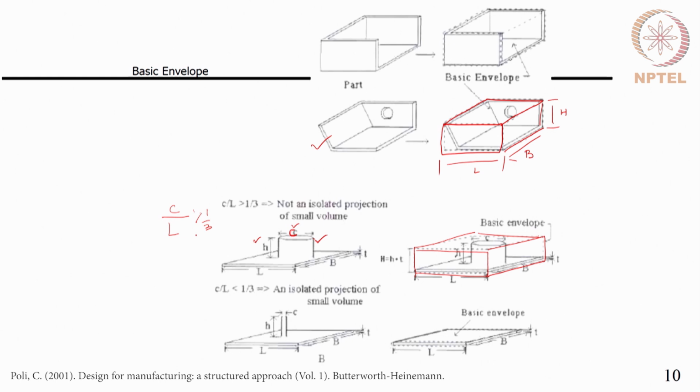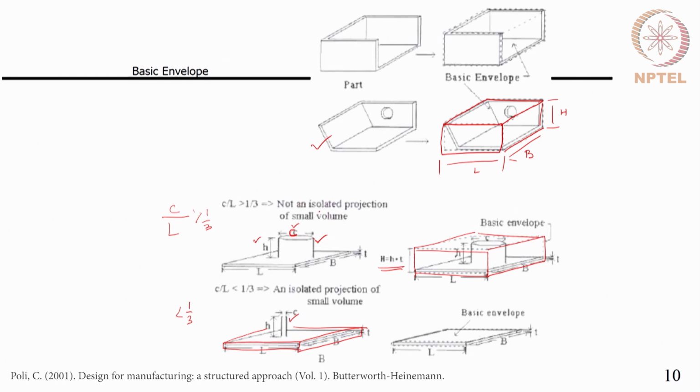If this is less than 1 by 3, then this feature can be considered as an isolated feature, and I can choose this as my envelope. So, in this case the envelope is L, B and T, and in this case it is L, B, H plus T.